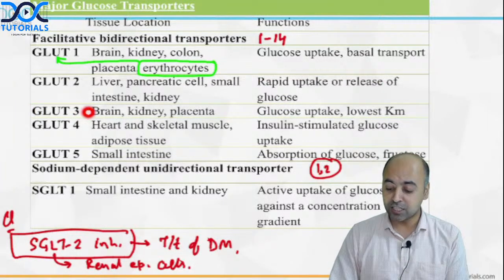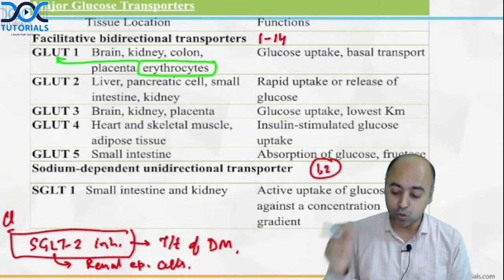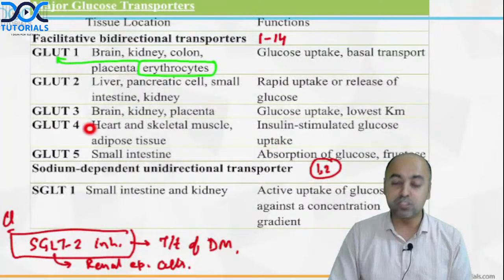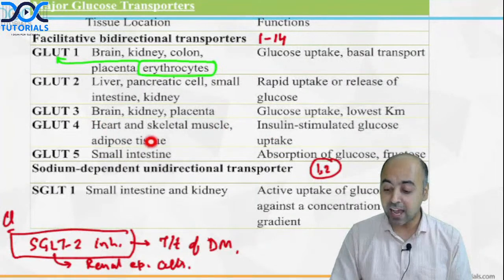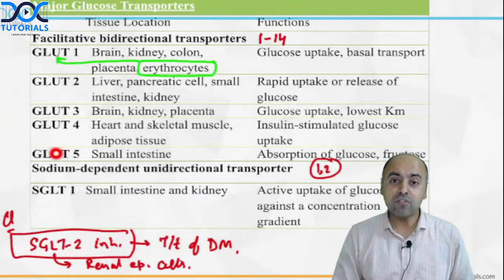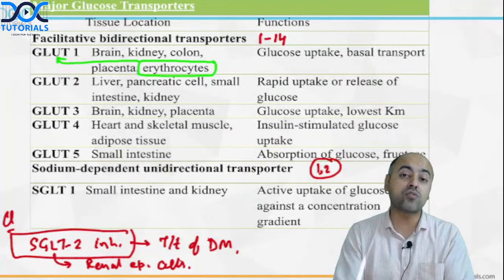GLUT3 is present in the brain, kidney, and placenta. It has the lowest Km, meaning it has the highest affinity. It is able to extract glucose very quickly from low concentrations. GLUT4 is an insulin stimulated glucose uptake transporter present in the muscles and the adipocytes. GLUT5 is present in the small intestine. It is responsible for absorption of fructose from the luminal side.